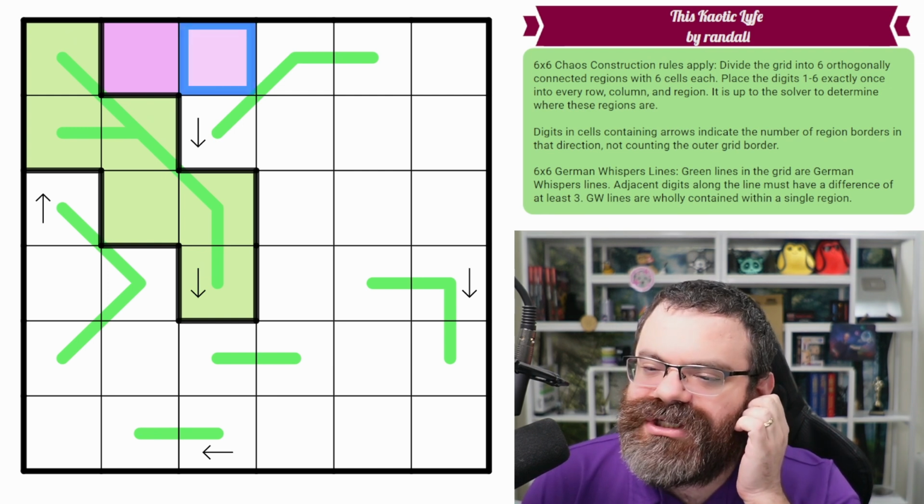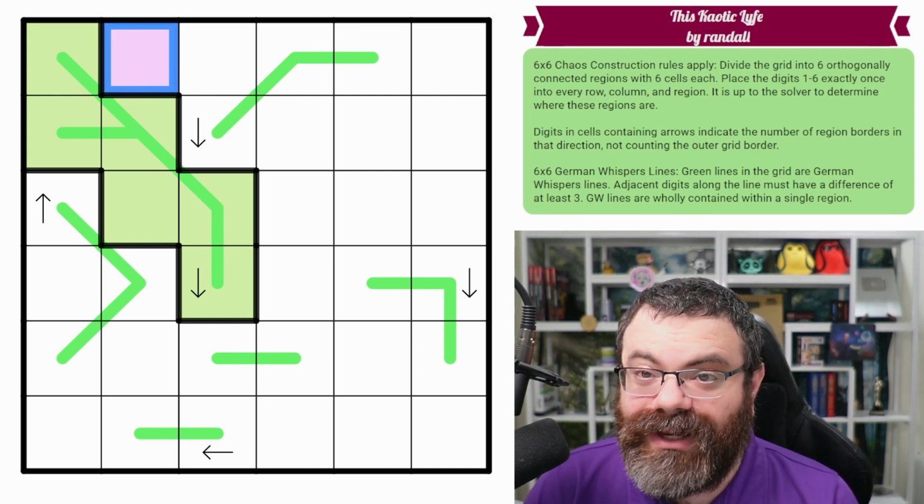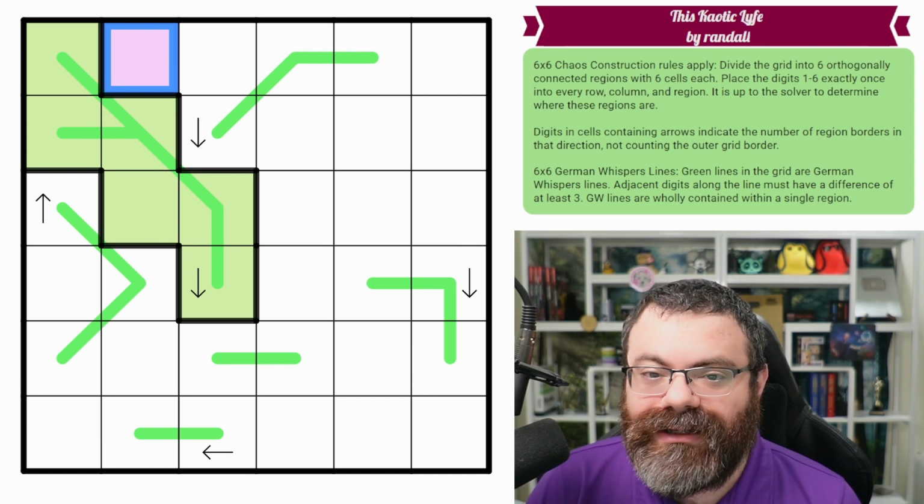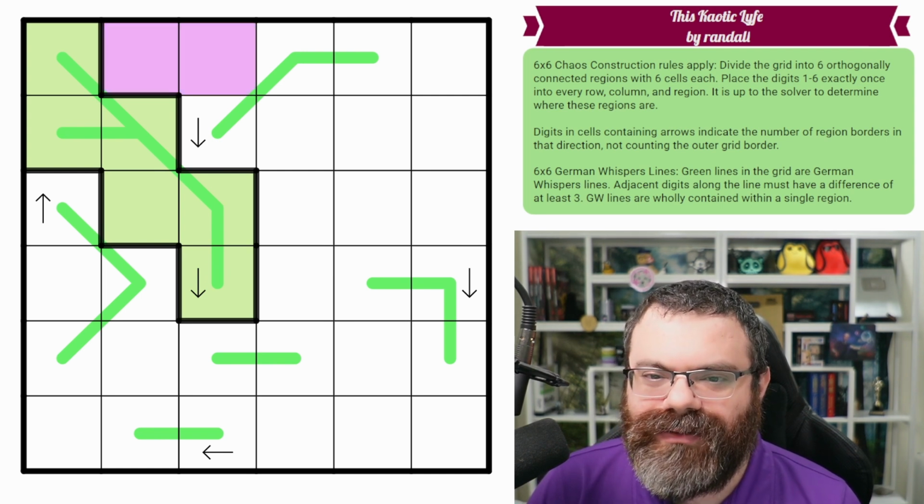So when I say that a region is forced to grow, that means that it needs to be bigger, and there's only one border that it could grow along. And so that purple takes that.